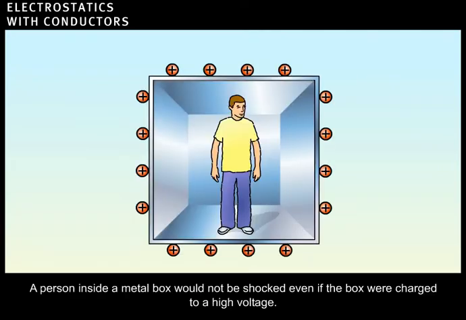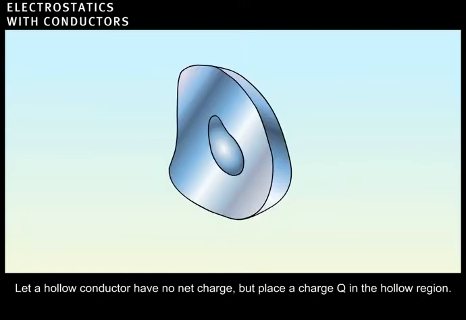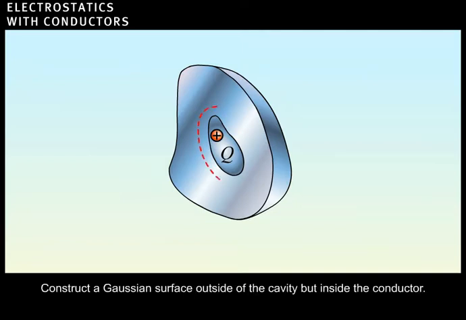A person inside a metal box would not be shocked, even if the box were charged to a high voltage. Let a hollow conductor have no net charge, but place a charge Q in the hollow region. Construct a Gaussian surface outside of the cavity but inside the conductor.